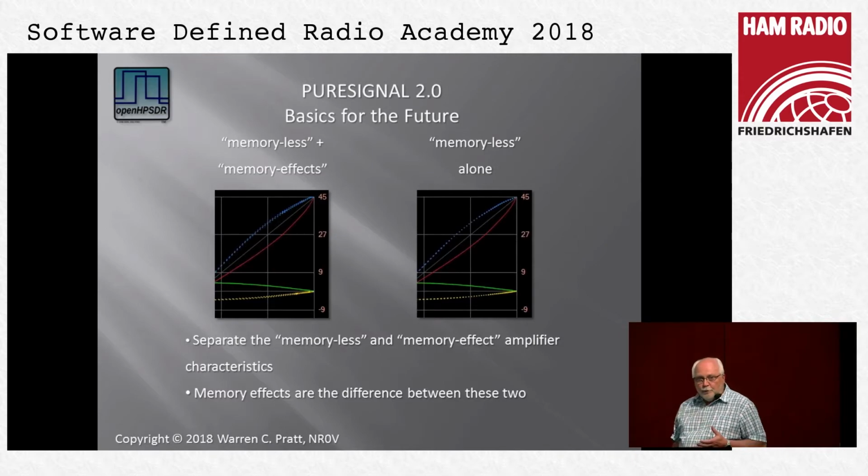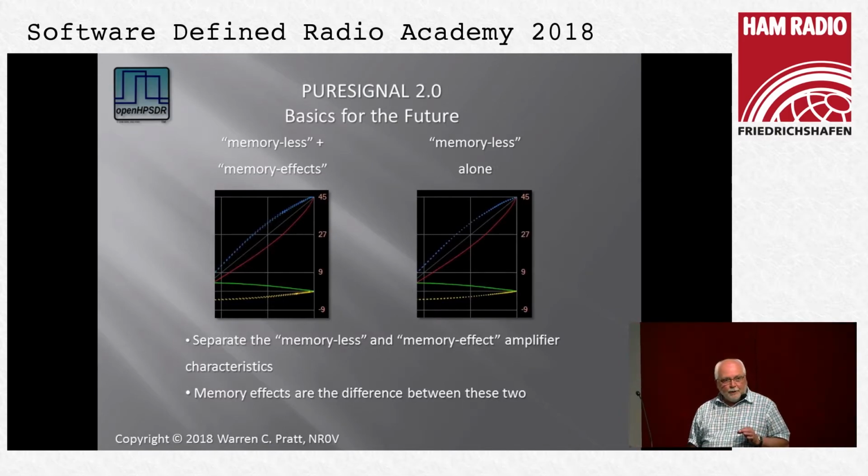And then for the future on Pure Signal, we have added a capability. We may want to work on small memory effects, and so we've added a capability to separate the memoryless behavior of the amplifier from memory effects. And so I've showed you an Amp View display. In this case, you can tell by the fuzziness there, we have memory effects plus the memoryless behavior of the amplifier. Over here, we've taken away the memory effects. We have only the memoryless behavior of the amplifier, and the memory effects themselves are the difference of the two curves.